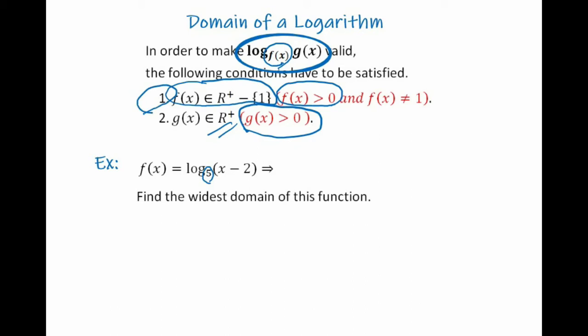And x minus 2, which is g of x in our form, has to be greater than 0 as well. So x minus 2 has to be greater than 0. And after this, we need to know how to solve inequalities. I'll make a separate video about this subject, but at the moment, I'll just solve the question as it is.